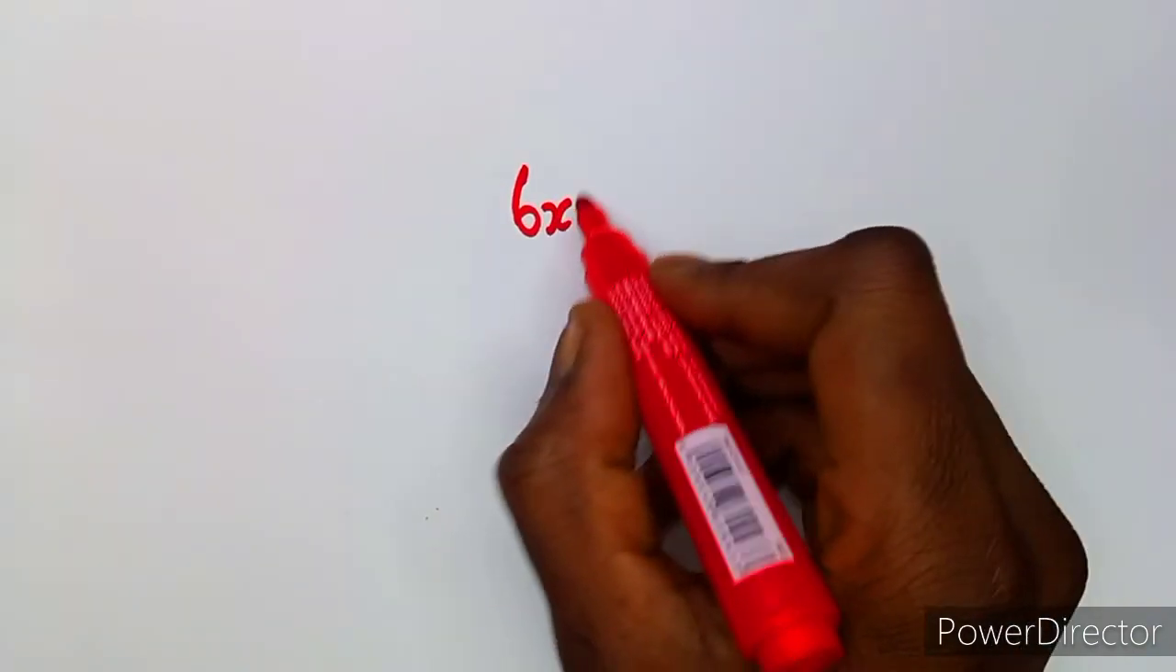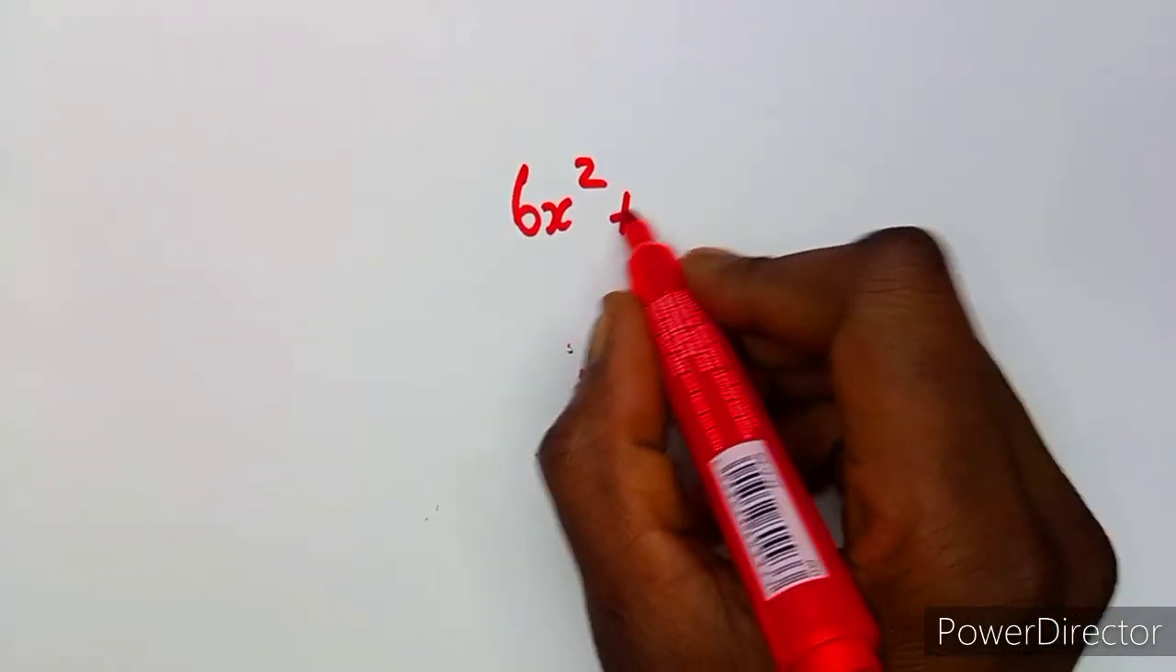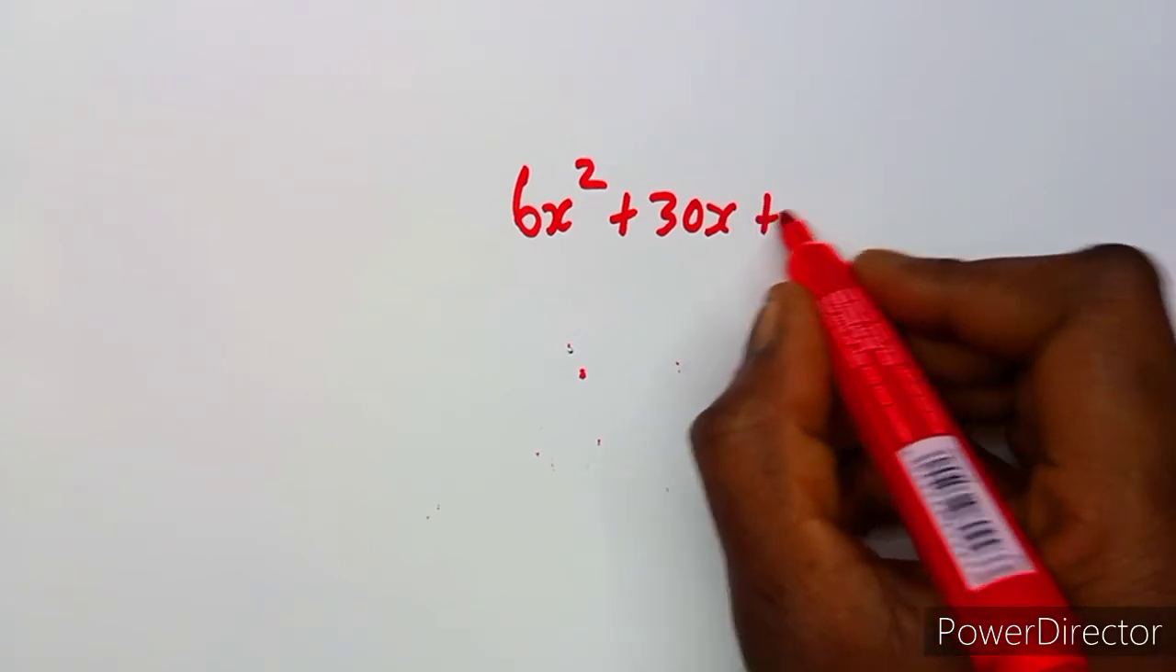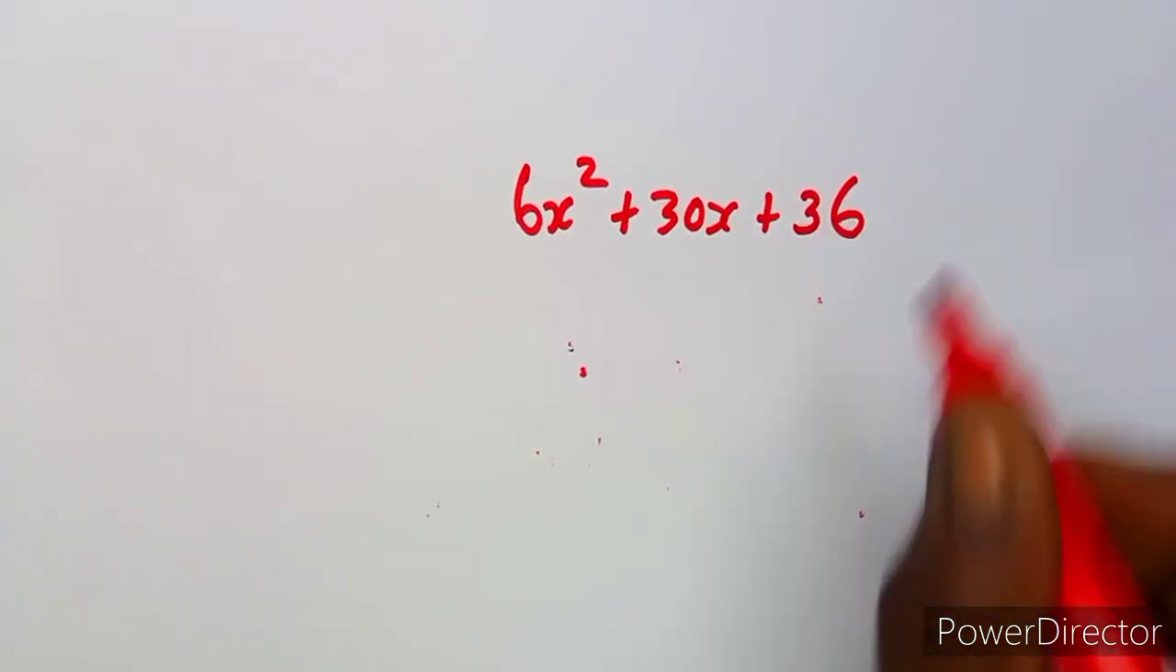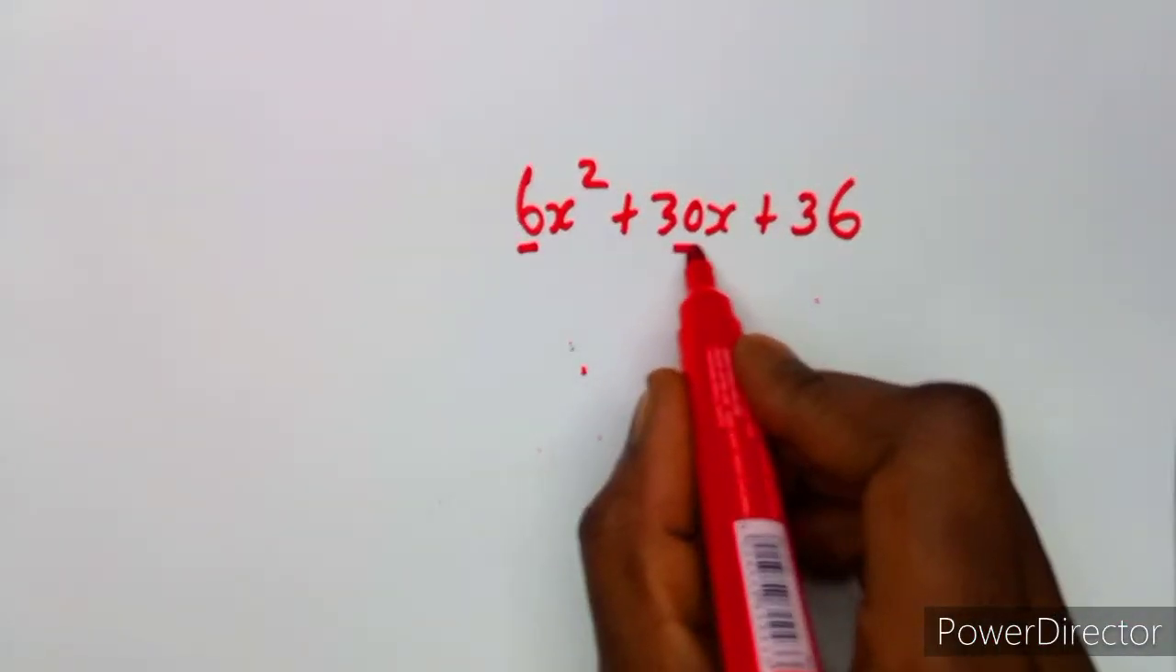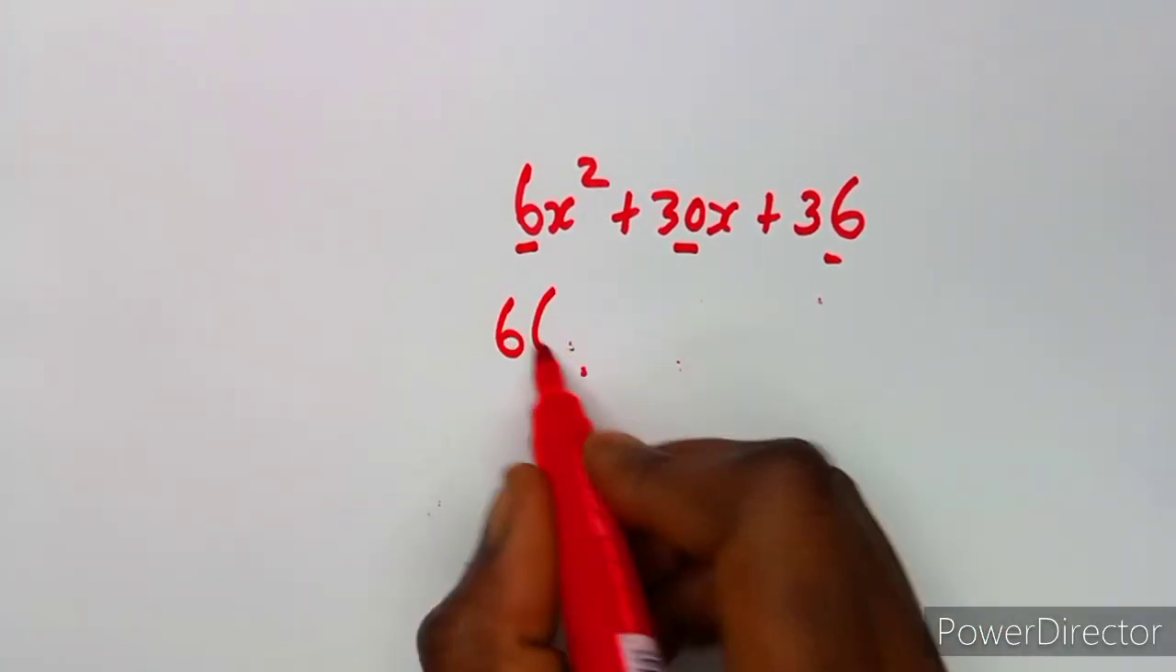This one is just a direct question that you just cross-check. Do I have anything that is common? If I have something that is common, then I just factor out like this one. 6x squared plus 30x plus 36. Don't confuse this type of equation. This one, if you are to cross-check, 6 is common, so you can factor out 6.